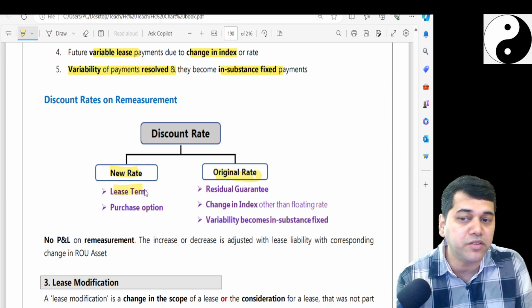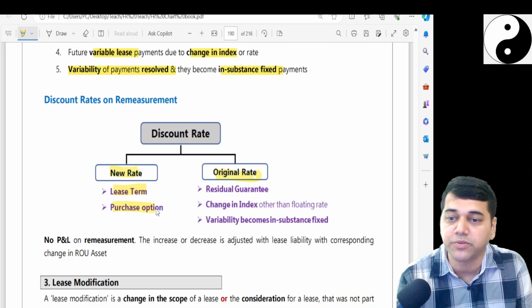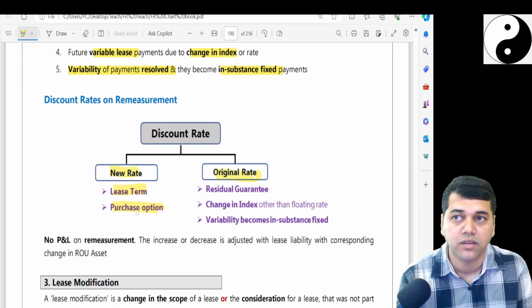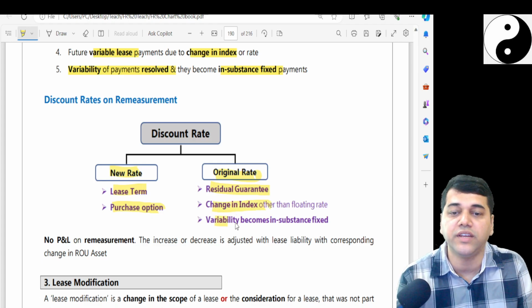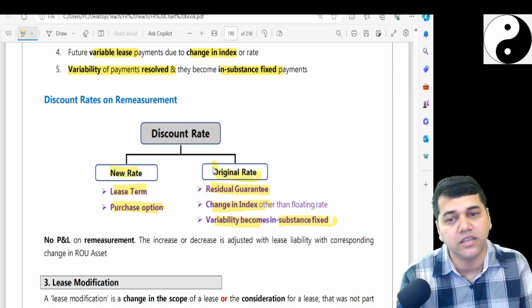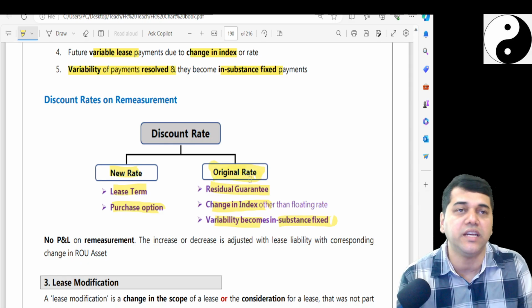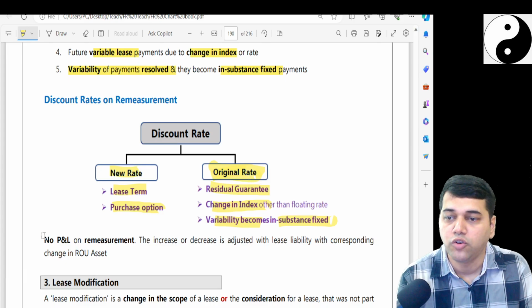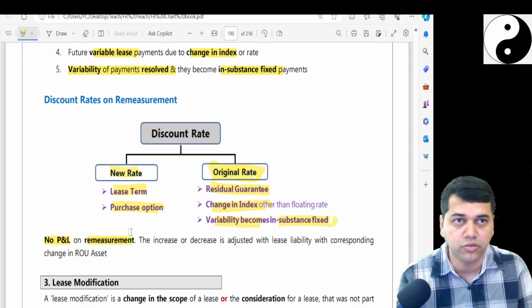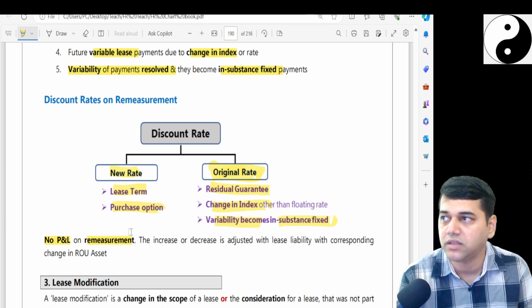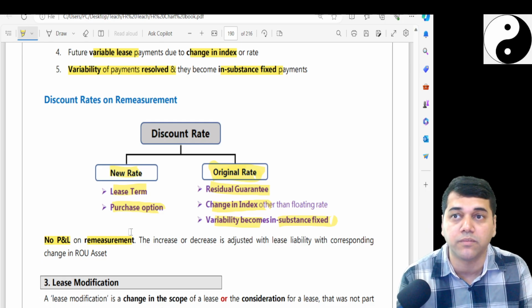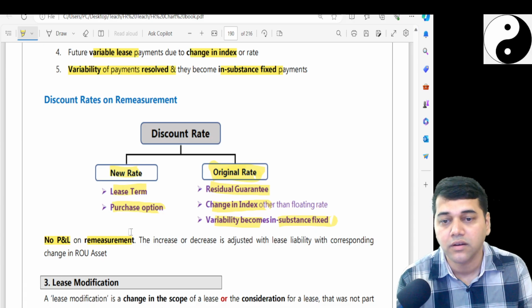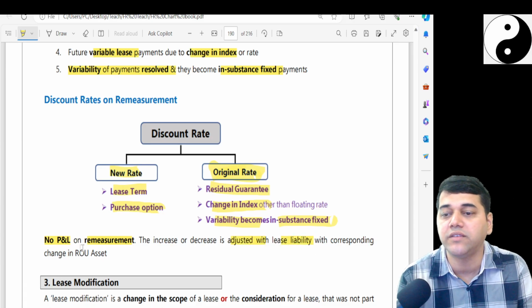So, if the term is going to change or if the purchase option is going to get exercised, yes, you have to go for the new rate. And if the residual guarantee is going to change, the index is going to change, or variability becomes in-substance fixed payment, yes, you will change with the original rate only. No P&L on remeasurement. You should not recognize any P&L, because it is not a modification. Only on the modification part is the P&L going to come. It is adjusted against the lease liability with the ROU asset.